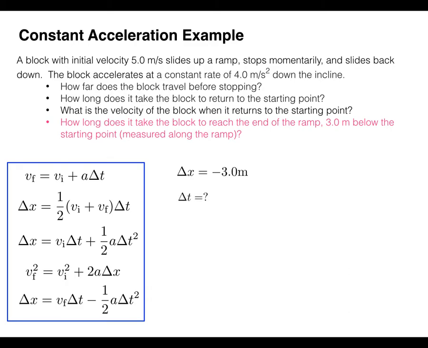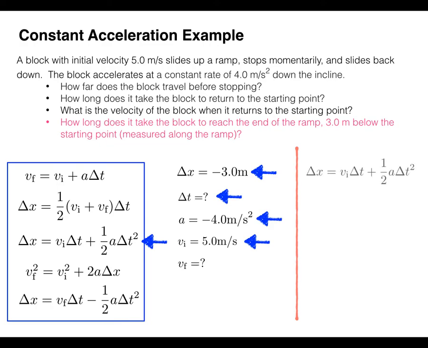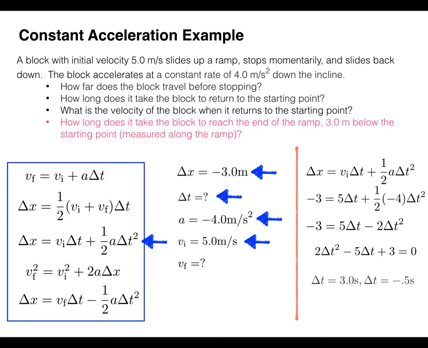We don't know the time. That's what we're looking for. We know the acceleration. We know the initial velocity. We don't know the final velocity. So that's what we're looking for. These are the things we know. Look for an equation that does not involve vf, or that does involve the other four. It's this one. And we can plug in and solve. Here again, we have an equation that's quadratic in delta t, and so we get two answers. Delta t is equal to 3 seconds, and delta t is equal to minus 0.5 seconds.